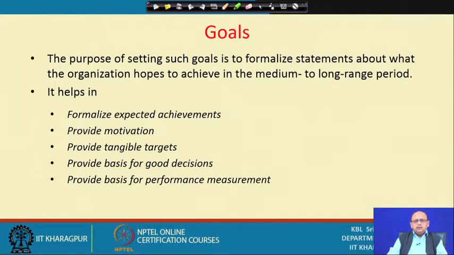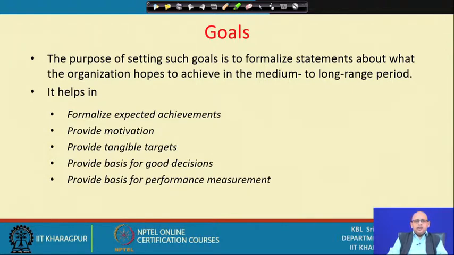Once you have formalized your expectations from the business in terms of what you need to achieve, these goals also act as a motivator. Why? Because you know this is what we need to achieve, and all your efforts and drives are there to see that you are able to achieve it. When we are talking about motivation, what is it? It is goal directed behavior. So, motivation is defined as goal directed behavior. Once you have identified the goal, it also acts as a motivator, and all your behavior is directed to achieve these goals and objectives.